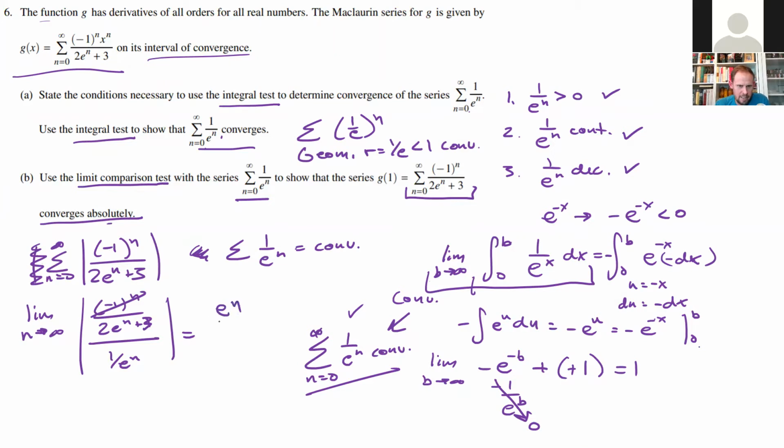We're going to get e to the n over 2e to the n plus 3. We're taking the limit as n goes to infinity. We're really just going to have the coefficients here. So this equals 1/2. Therefore, since this guy converged, this guy converges. And since it was in the absolute value, it converges absolutely. Check. On the comparison test, fun times.